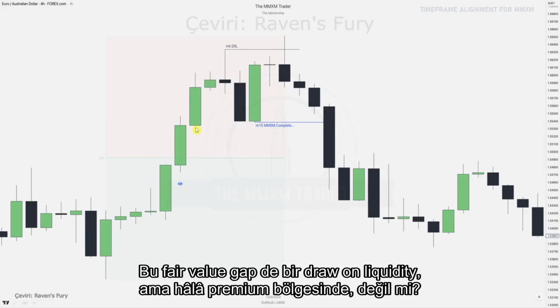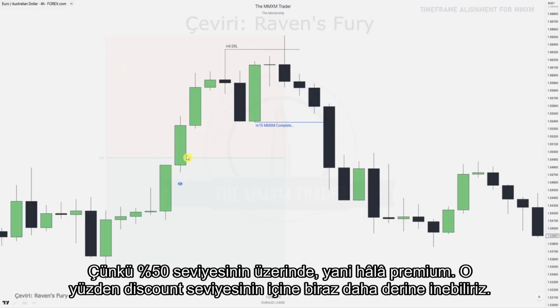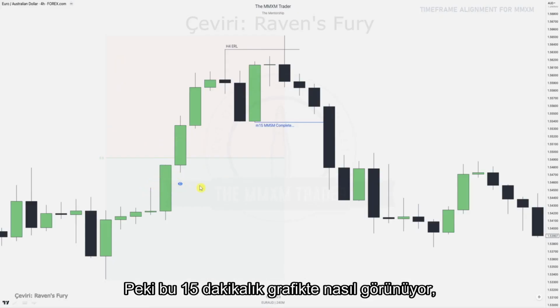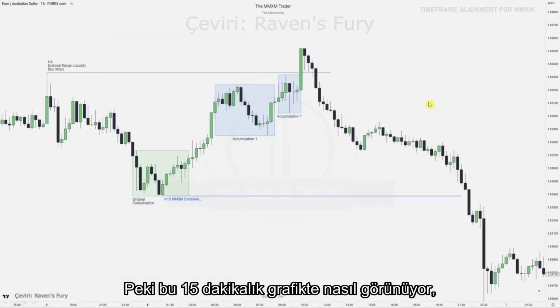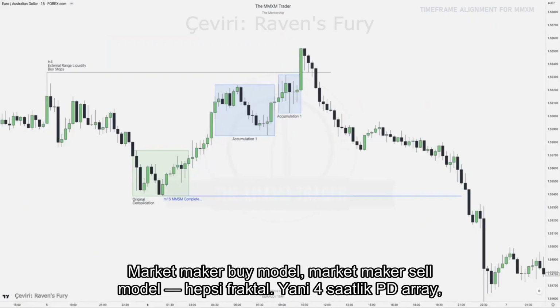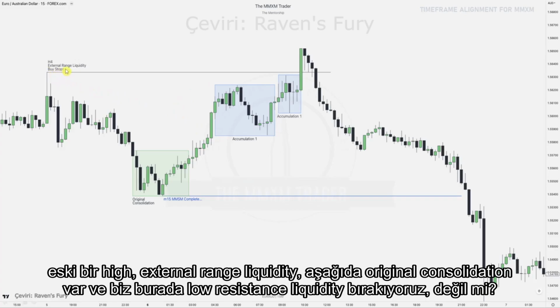gap, right? This fair value gap is also a draw on liquidity, but it's still in premium, right? Because above this 50% level, this is still premium, so we can dive a little bit deeper down inside this discount level. And how does that look on the 15-minute, right? Market maker buy models, market maker sell models. It is all fractal. So 4-hour PD array above an old high, external range liquidity.